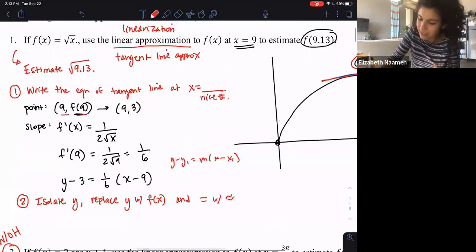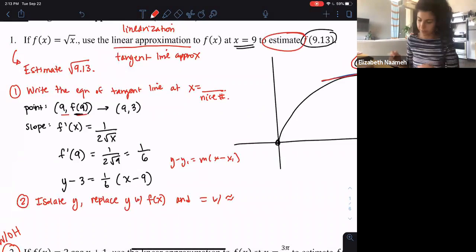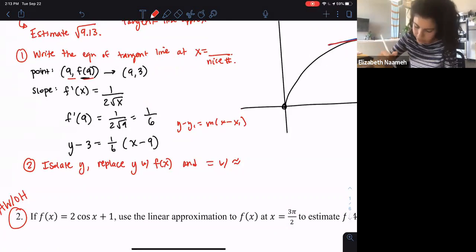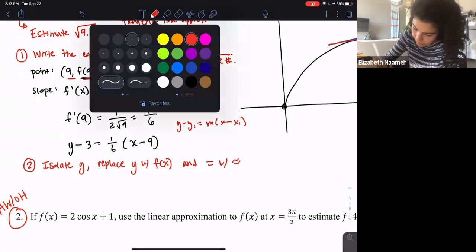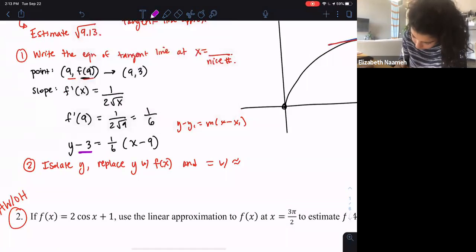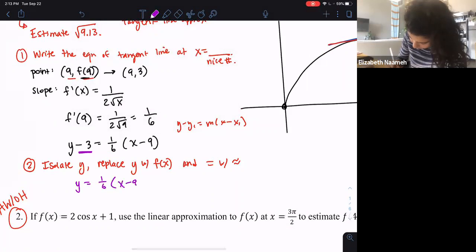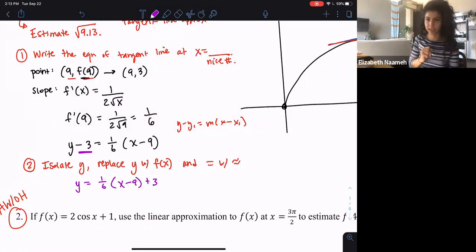How do I know? Because it says estimate. You're estimating, so we can't say equals. You will lose a point on the AP exam. So let's get y by itself. What should I do to both sides? Add 3. So y equals 1/6 parentheses x minus 9 plus 3, just like that.